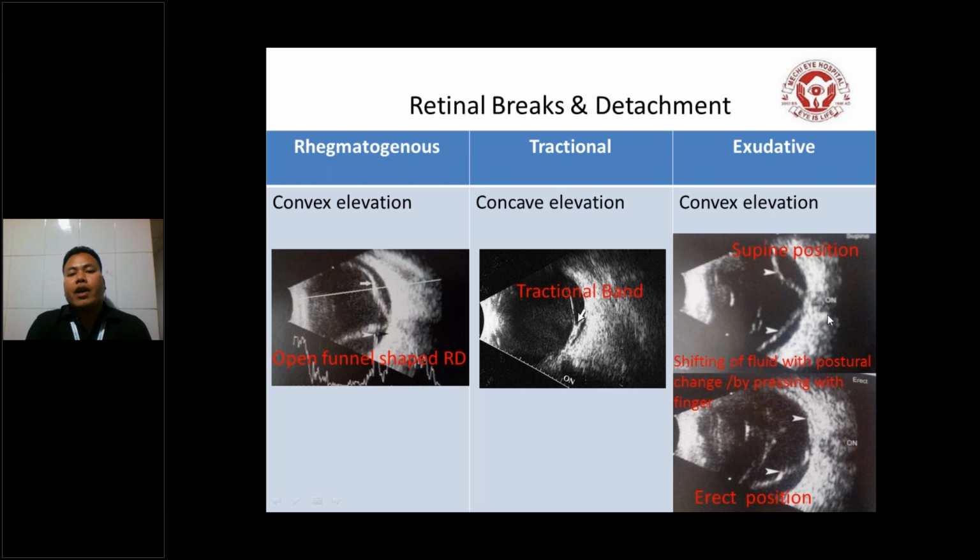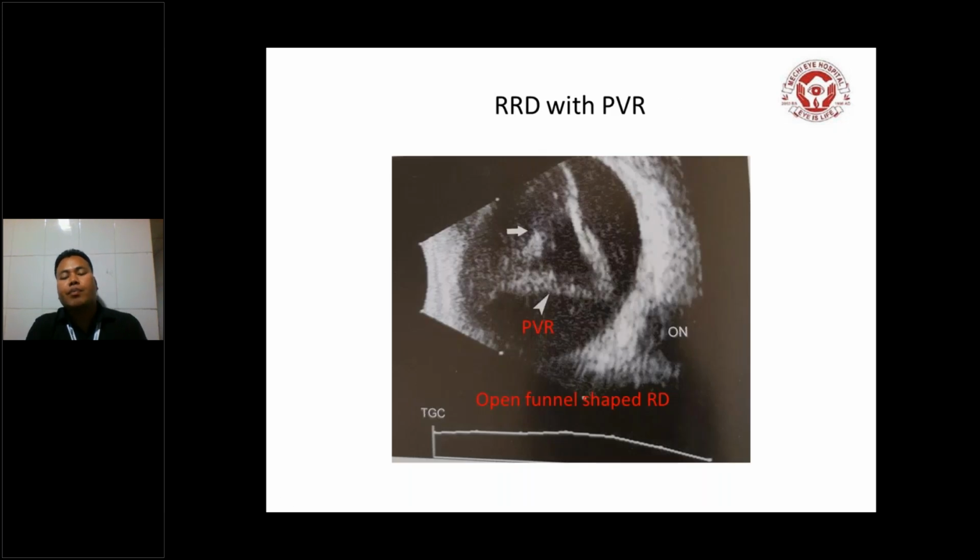So we can see here there is a funnel-shaped membrane attached to the disc, and we can see a band-like structure forming a second leg. So this is the RD going to worse. You can say this is called PVR change, proliferative vitreoretinopathy.